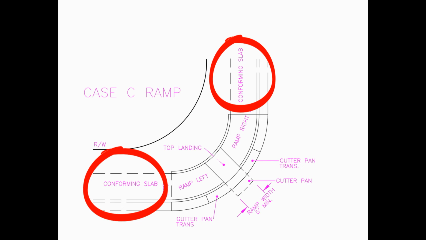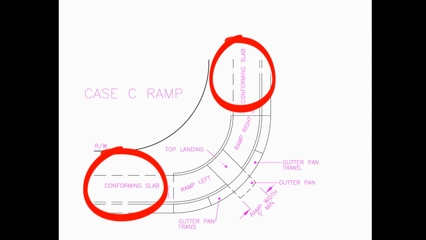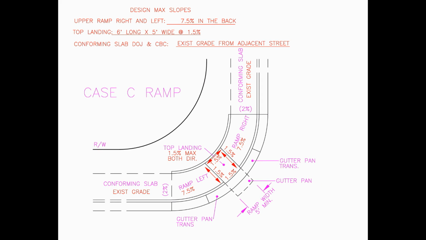What are the conforming slab grades just before the BCR and end of ECR? The correct answer is 5% maximum or existing grade from adjacent street grade. Now you have a great foundation and you will be ready to begin your new ramp design.